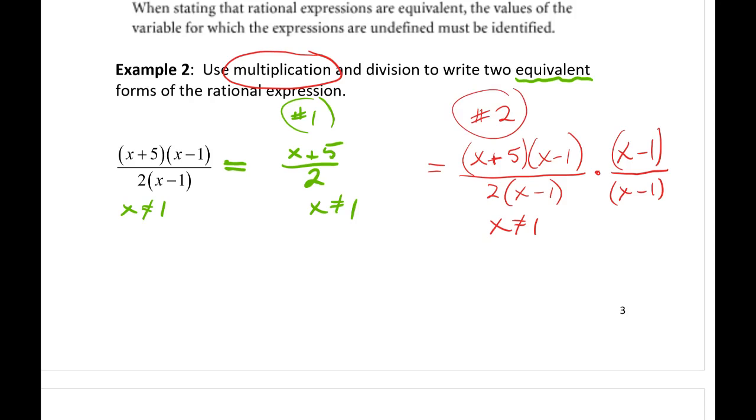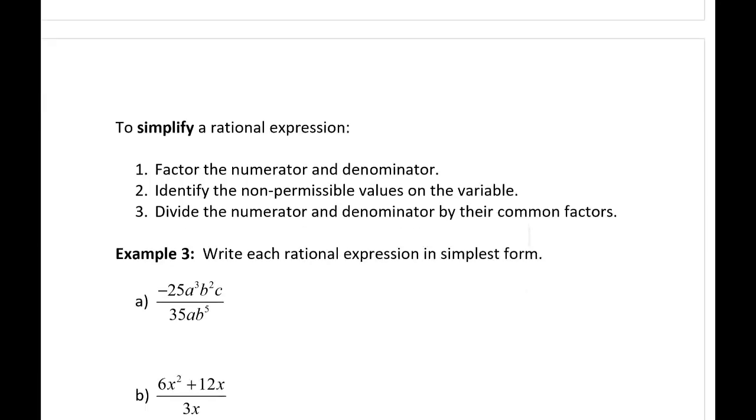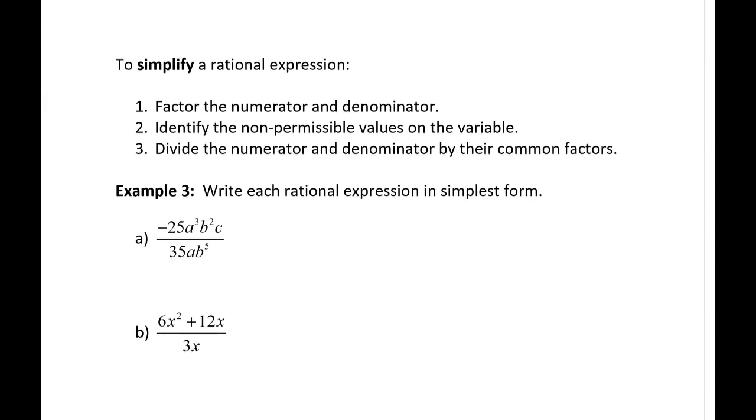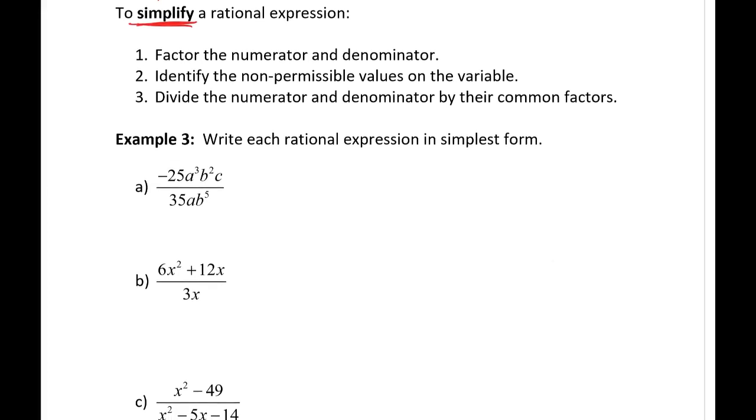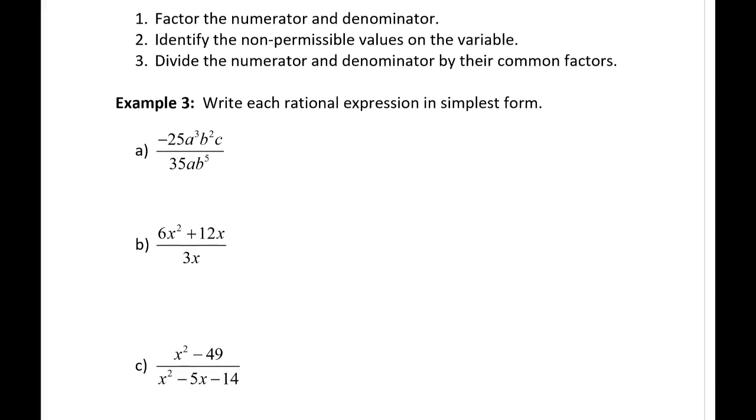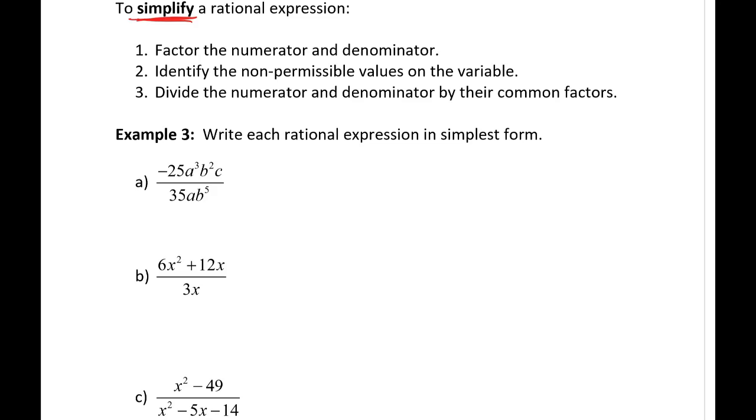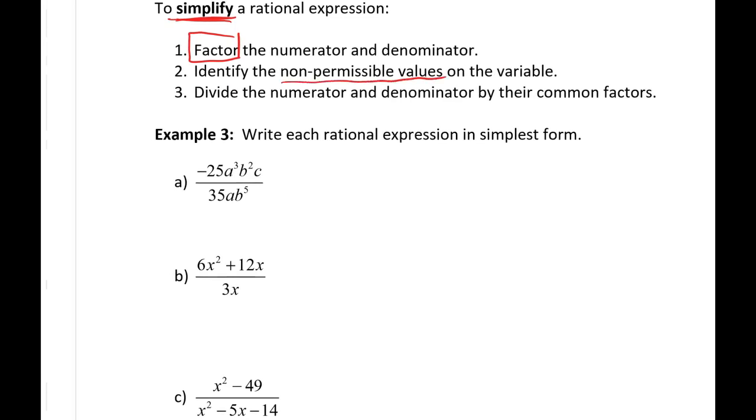So let's try a little bit of simplifying. Again, when I say simplify, we are looking for equivalent. We don't want to change the value. And generally speaking, simplifying means you're going to reduce a fraction. Okay, and remember the fraction now has variables in it. Okay, so if you look at our steps, we're going to factor. You're always going to factor. Then you're going to identify the NPVs. And then you're going to simplify. Okay, it says divide the numerator and denominator. This is the simplifying part.